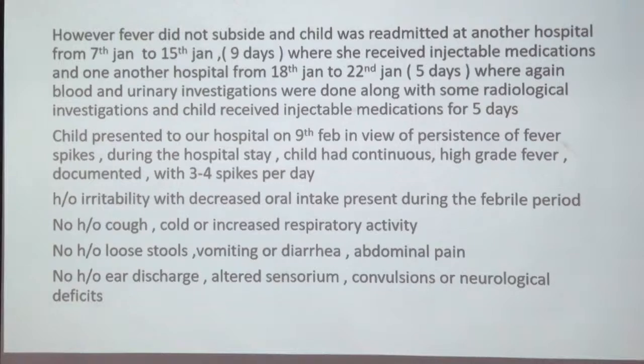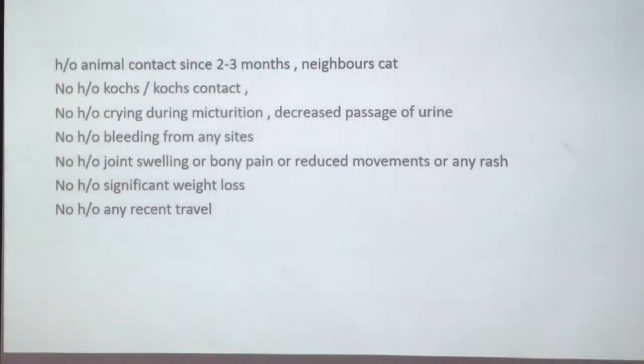Child then presented to our hospital on 9 Feb in view of persistence of fever spikes. During the hospital stay, child had continuous high-grade fever, which was documented with 3 to 4 spikes per day, which was subsiding temporarily on medications. There is history of irritability with decreased oral intake during the febrile period. There was no history of cough, cold, or any increased respiratory activity. No history of loose stools, vomiting or diarrhea, or any abdominal pain. No history of ear discharge, altered sensorium, convulsions, or neurological deficit.